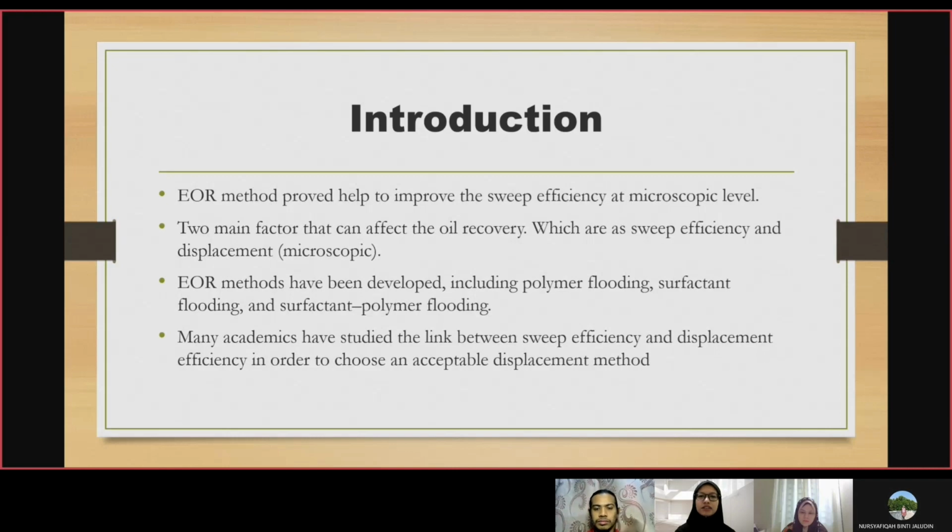To study the relationship between these two, flooding core tests have been done. Then there should be fairness between the sweep and displacement efficiencies.